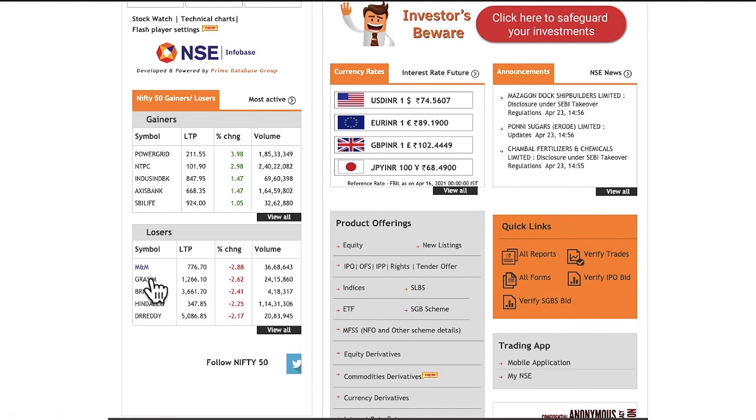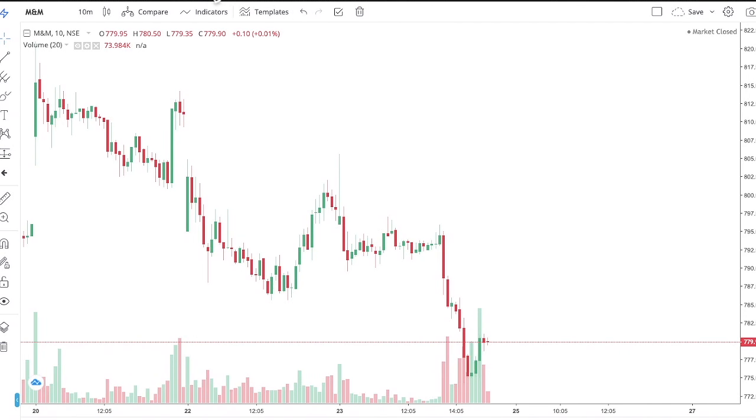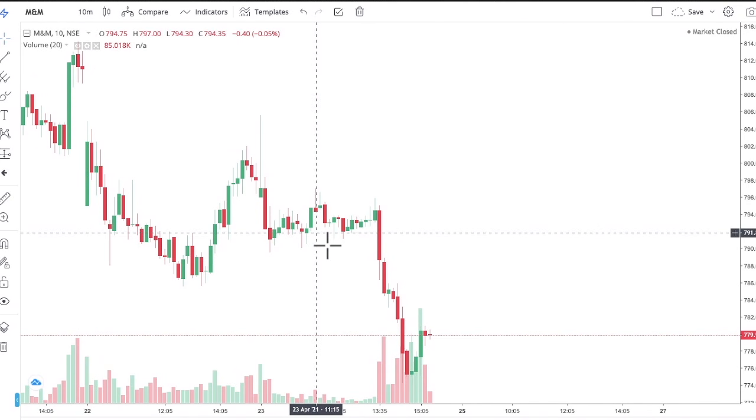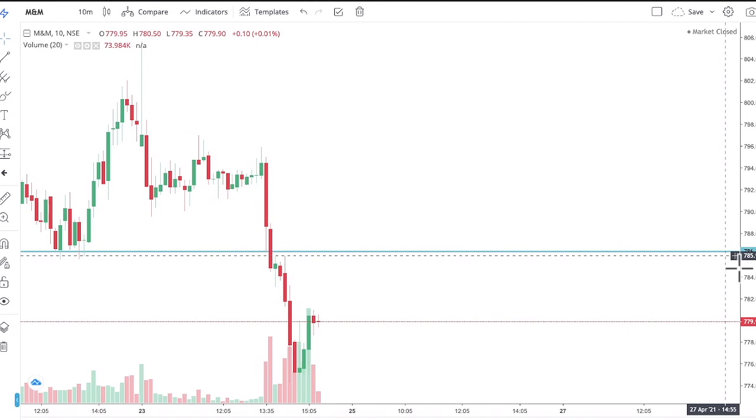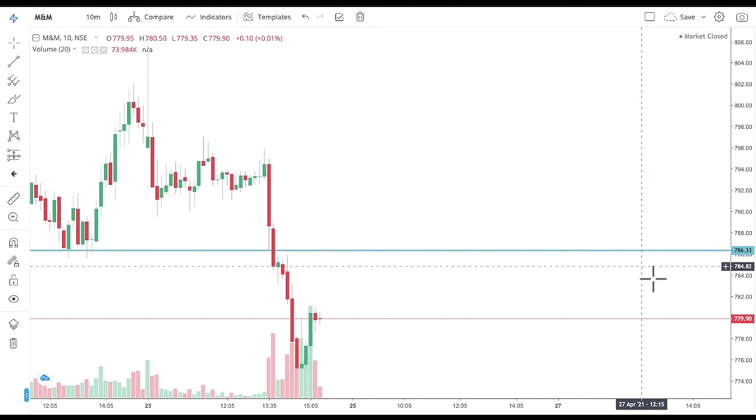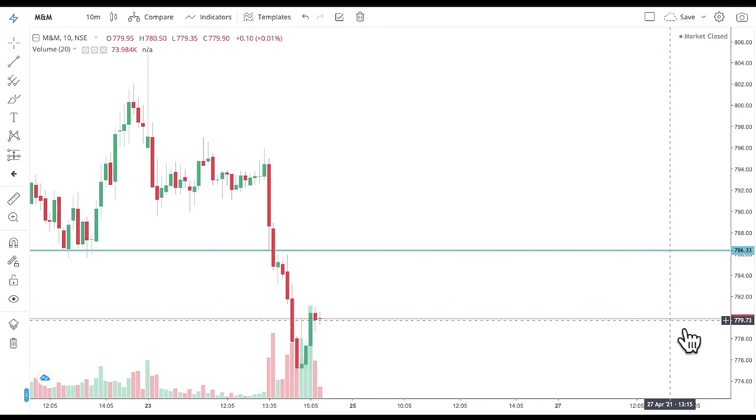Okay, today top loser is M&M, right? Go to the M&M chart, switch to 10 minutes time frame. See, the date is 23, right? Here, what is the low of this candle? This is the low of this candle. What is the amount? The amount is 786. Now here, one simple thing what you have to do, buy a put option at a lower strike price, somewhere around 750, 700, you buy a put option.